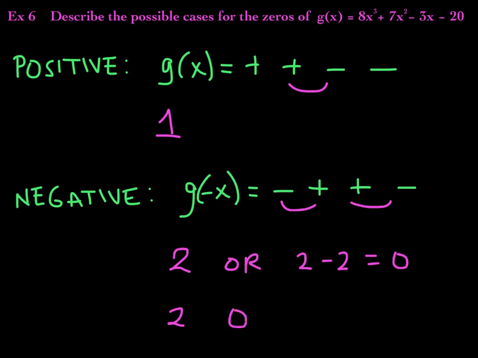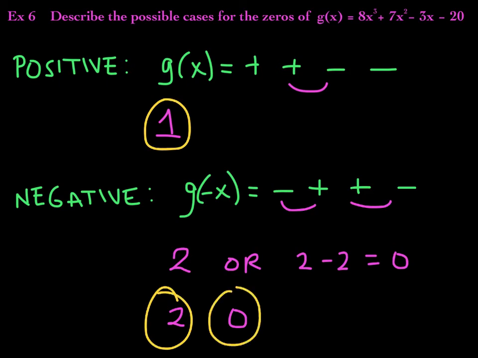So these are my options for your zeros, okay? I guess I should have written the word or right in the middle here, okay? So either you have 2 negative zeros or none at all. All right, let's describe the possible cases for the zeros of this polynomial function.